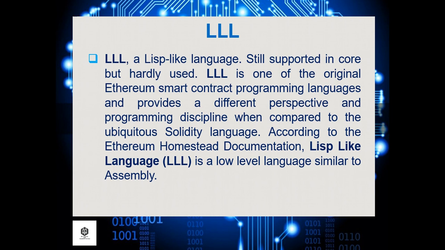LLL. LLL, or L-L-L, is a Lisp-like language, still supported in core but hard to use. LLL is one of the original Ethereum smart contract programming languages and provides a different perspective and programming discipline when compared to the ubiquitous Solidity language. According to the Ethereum Homestead documentation, Lisp-like language, or LLL, is a low-level language similar to assembly.